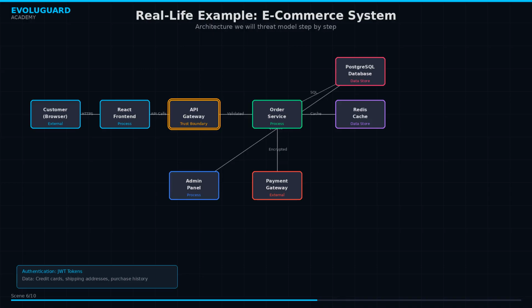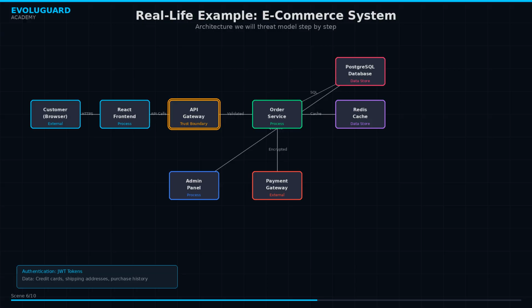Let's apply this to a real system, an e-commerce web application. Our architecture consists of a React frontend running in the user's browser, a Node.js API gateway handling all client requests, a Python-based order processing microservice, a PostgreSQL database storing orders and customer data, a Redis cache for session and performance data, an external payment processor integration, and an administrative panel for internal staff.